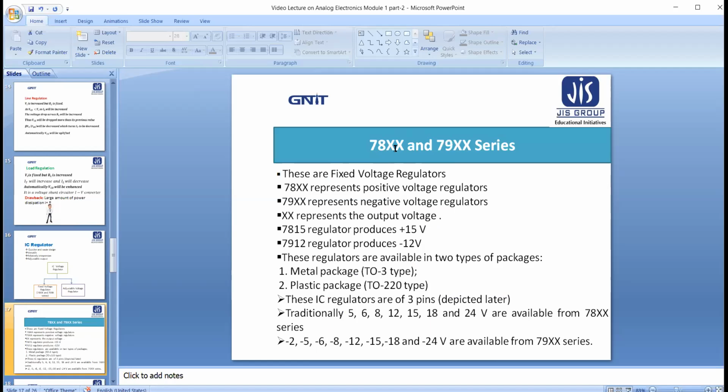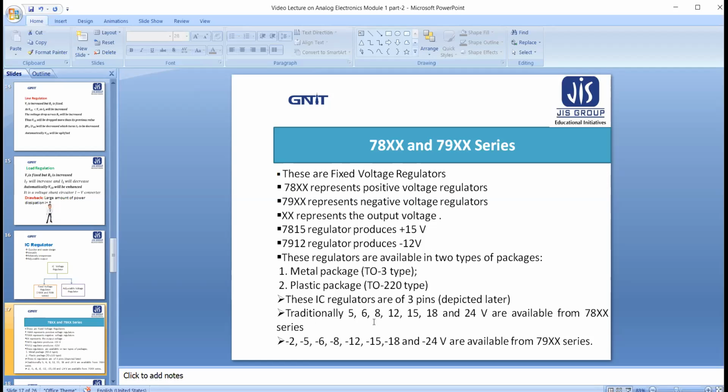That means if we wish to design a plus 5 volt regulator, we must use 7805. If we want to design a minus 6 volt regulator, we must use the 7906. So that's all. These regulators are available in the market in two types of packages. One is the metal package, which is TO3 type. Another one is the plastic package, TO220 type. These regulators have 3 pins: ground, input and output. We will discuss how the pins are arranged.